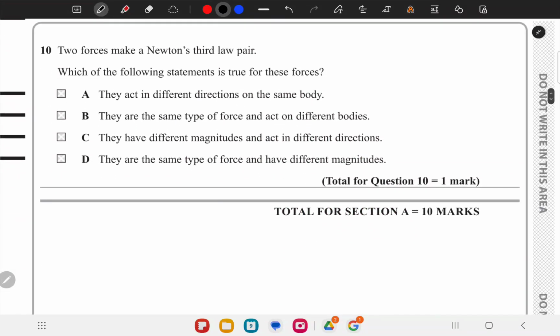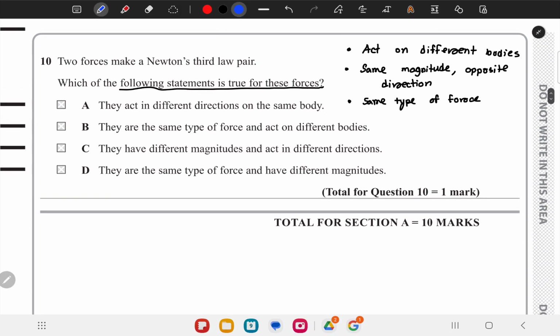Now for question 10, we are told two forces make a Newton's third law pair. Which of the following statements is true for these forces? So we have to remember the conditions of Newton's third law pair. So these are the conditions. Firstly, they must act on different bodies.